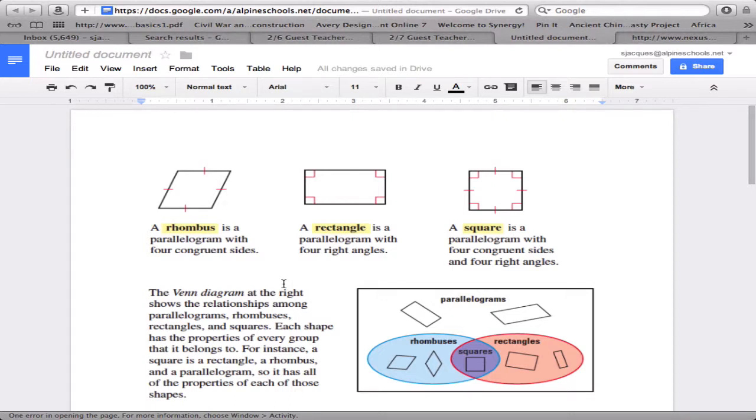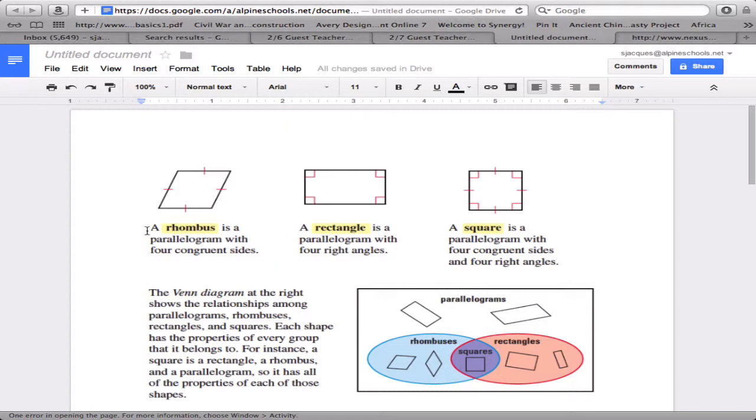Today we'll be talking about a rhombus, a rectangle, and a square. I don't have my drawing pad today, so I'm just going to do it off the notes that I've put in here. It's pretty straightforward, so it's not really imperative that I actually write things down. So let's look at the rhombus first.